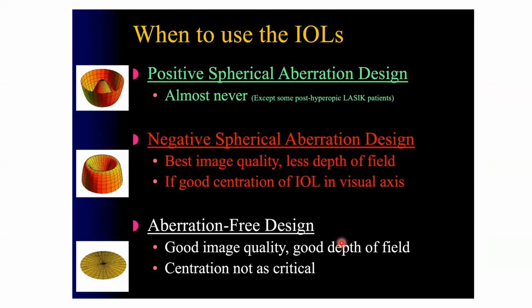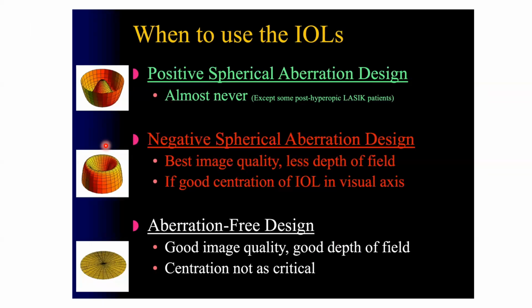So when do we decide to use which IOL? Positive spherical aberration design is mostly never used except for some post-hyperopic LASIK patients. The negative spherical aberration design is used when we want the best image quality, but we have to sacrifice a bit of depth of field.